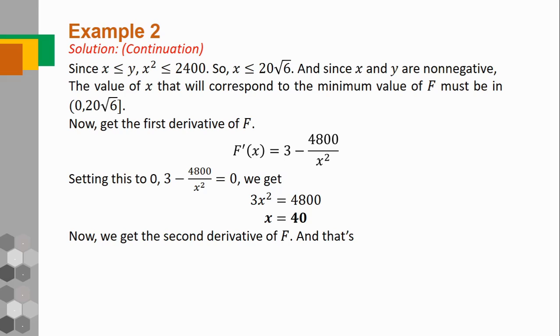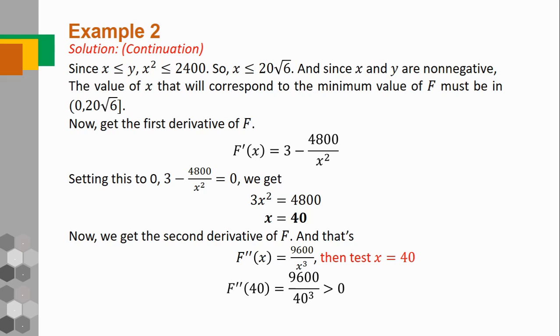Now, we get the second derivative of f, and that's f double prime of x equals 9,600 over x cubed. Then test x equals 40. So that's f double prime of 40 equals 9,600 over 40 cubed, and clearly that is greater than 0. So x equals 40 corresponds to the relative minimum value of f.